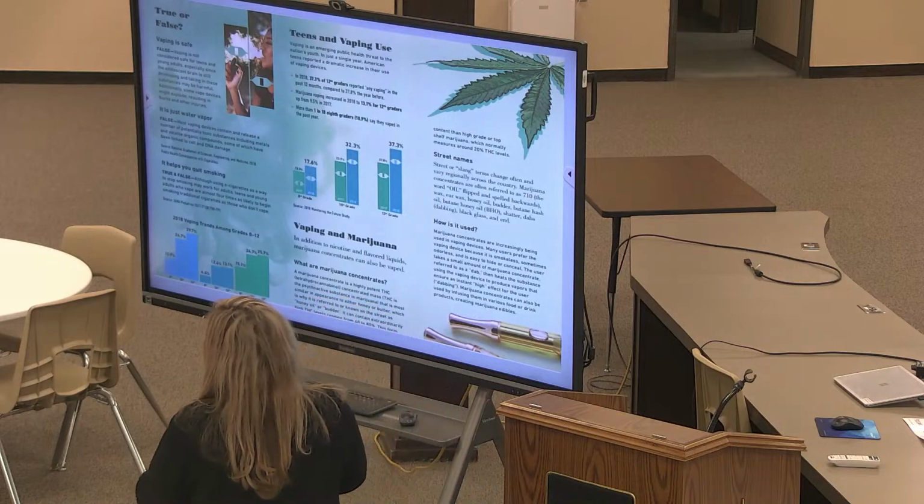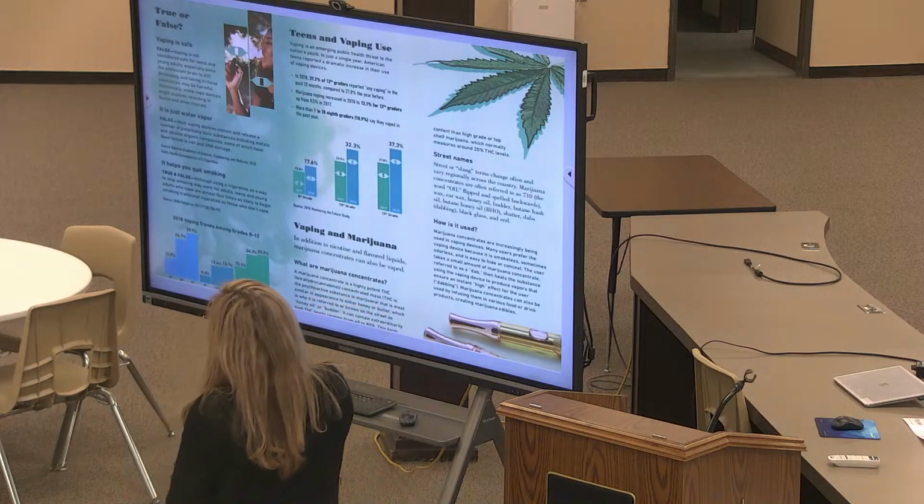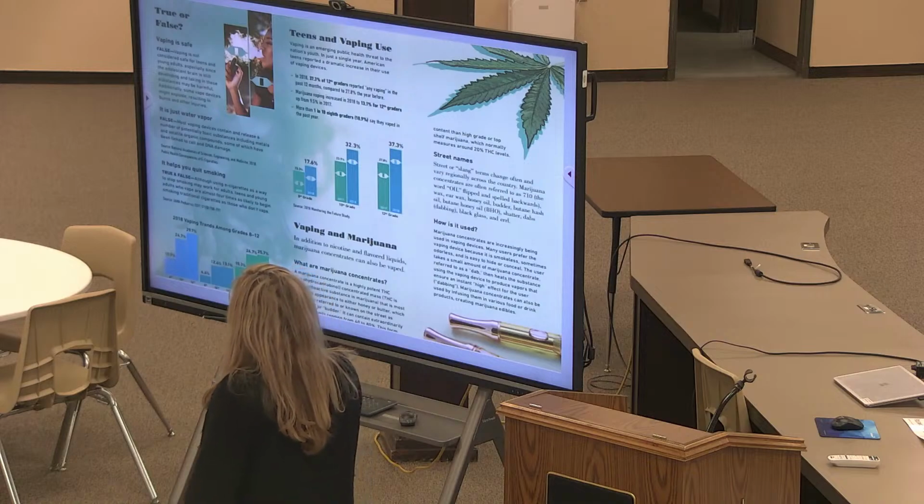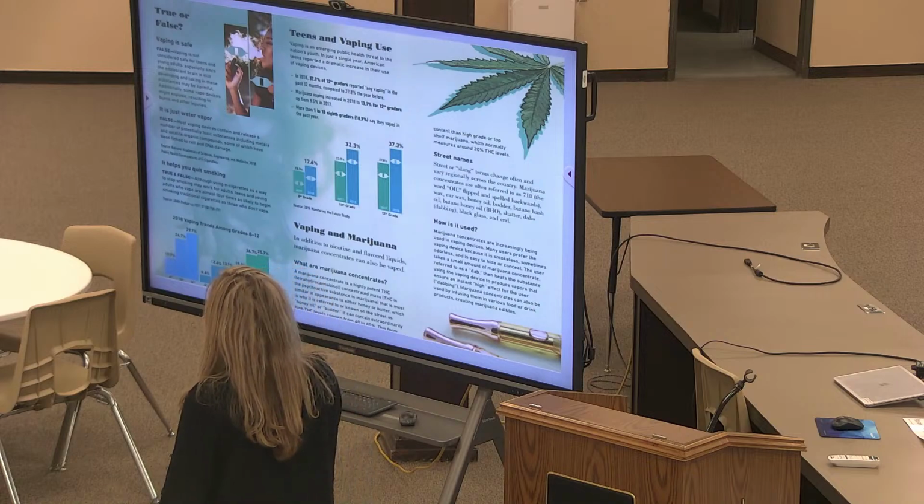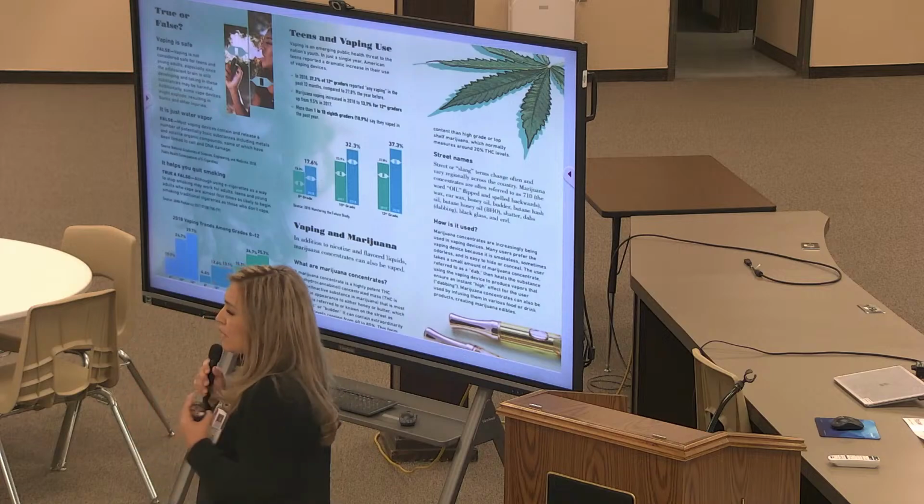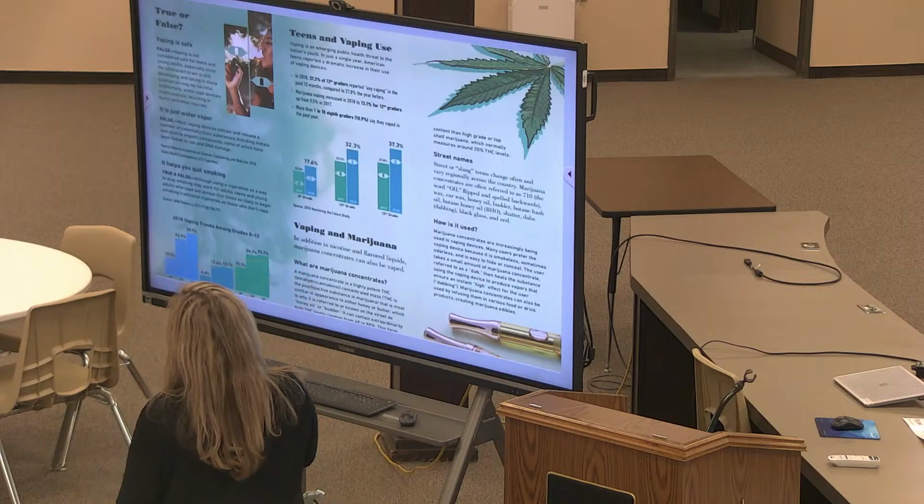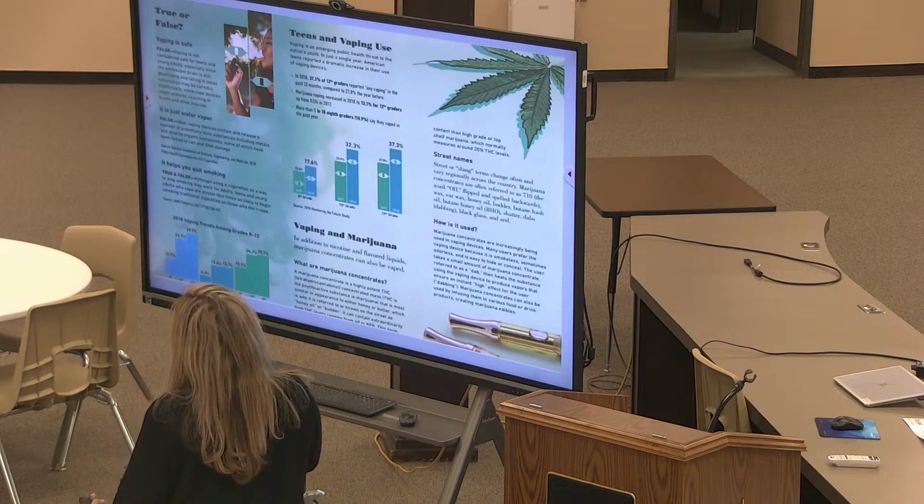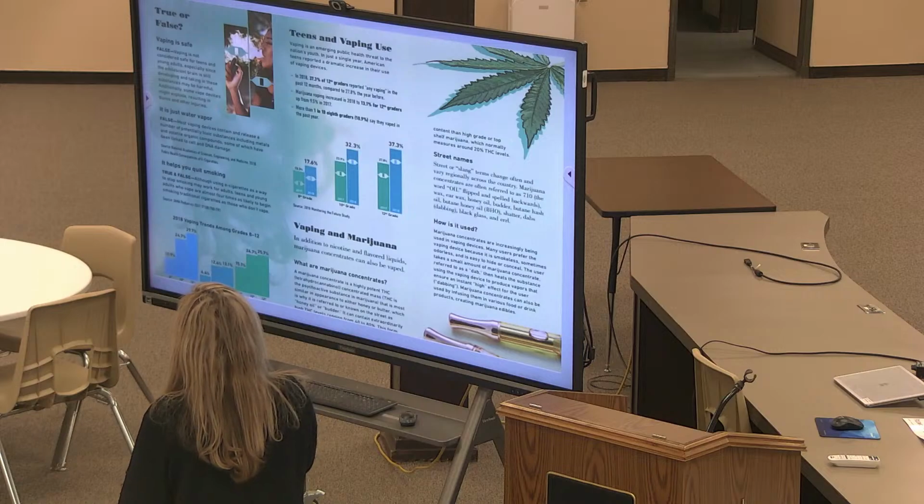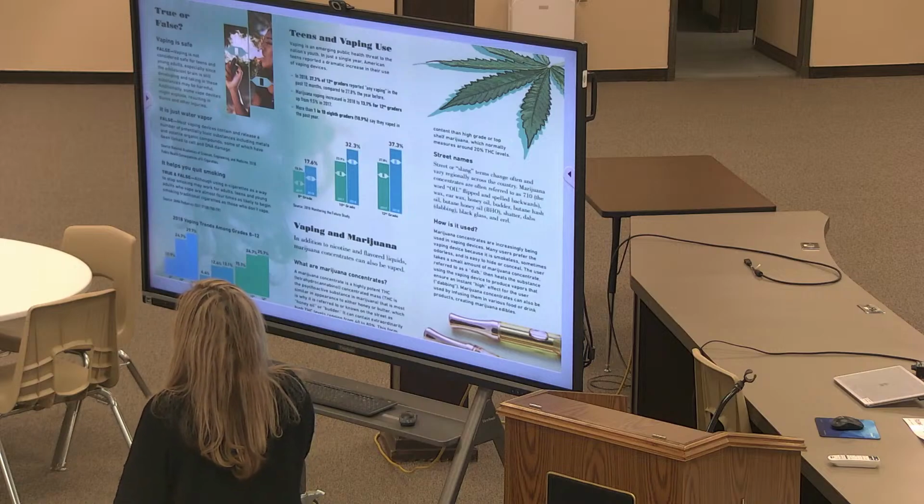Vaping, is it safe? False. Vaping is not considered safe for teens and for young adults, especially since the adolescent brain is barely developing. And the brain is still developing, and taking this substance may be harmful. Additionally, some vape devices might explode, resulting in burns and other injuries.